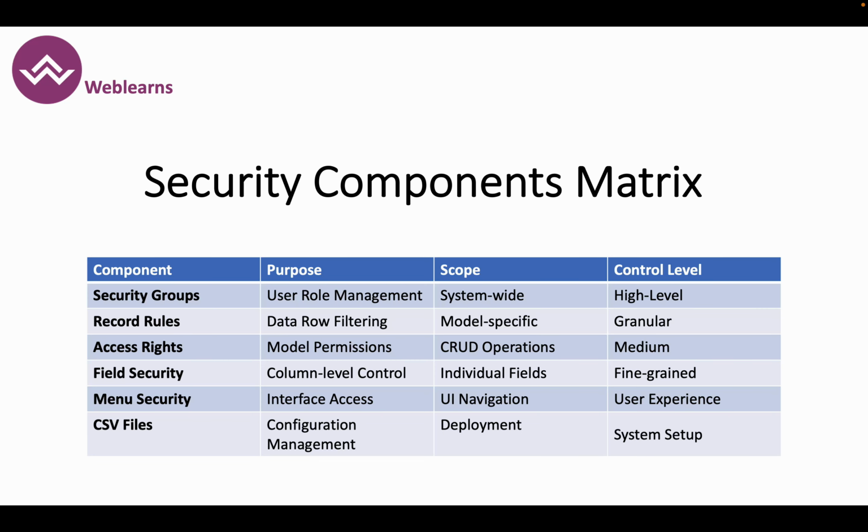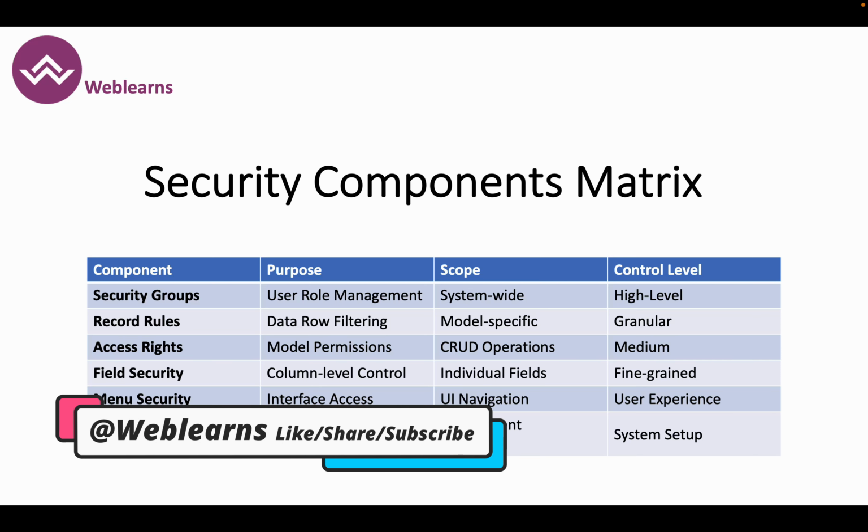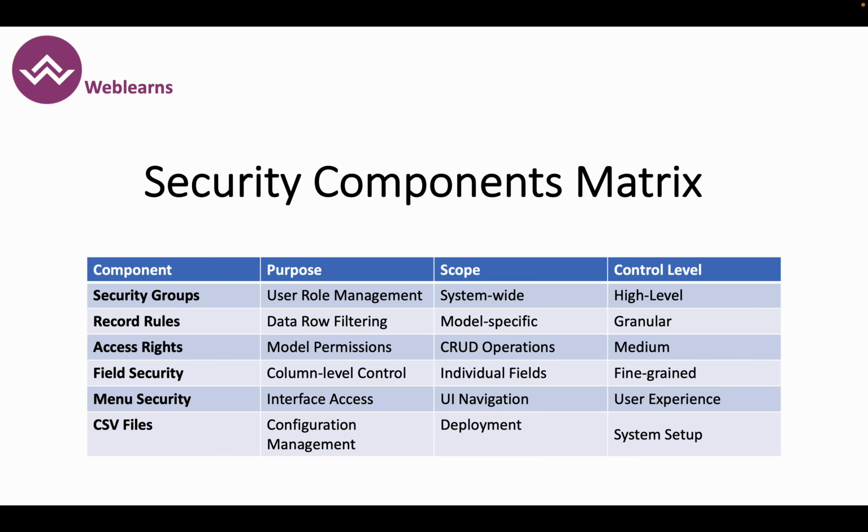Here's the heart of our tutorial series. The six security components you will master. Security groups handle user role management at a system-wide level. Think sales managers or accountants. Record rules provide granular data filtering, ensuring users only see records they should access. Access rights control basic CRUD operations on models. You can create, read, update, or delete.